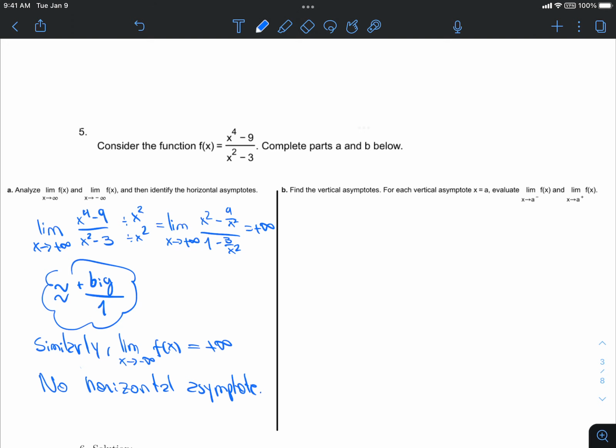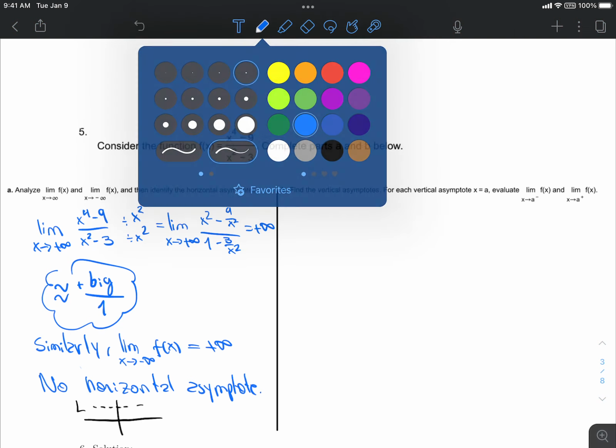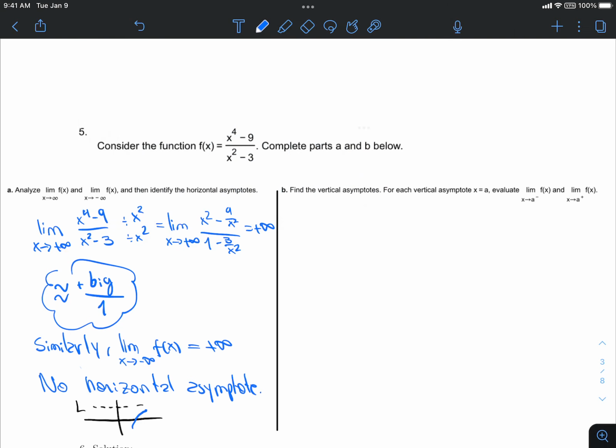For you to have a horizontal asymptote, that limit would have to be a real number, which would mean, if the limit were L or something, that the graph, as x gets bigger, gets closer and closer to the y equals L coordinate. That would be a horizontal asymptote. But we don't have that, so there's no asymptote there.